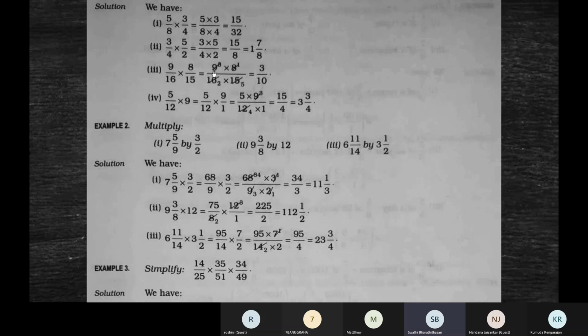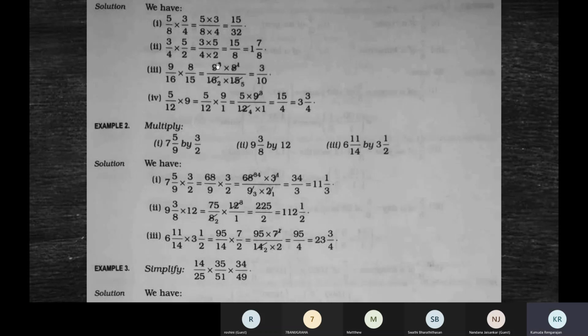Yes, ma'am. So what is 9 divided by 3? 9 comes in the tables of 3. 9 divided by 3 is 3. Write that answer there, 3. You can see 3 here. What is 15 divided by 3? 15 divided by 3 is 5.